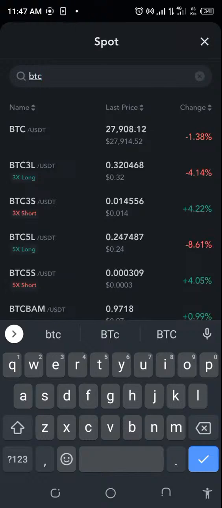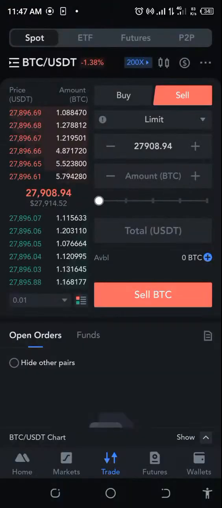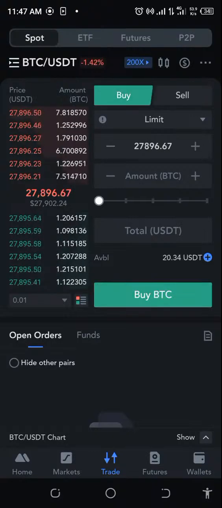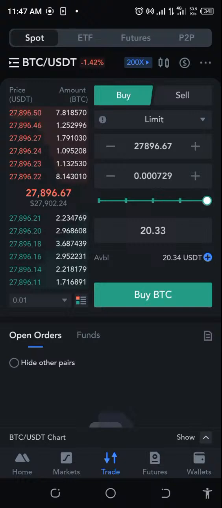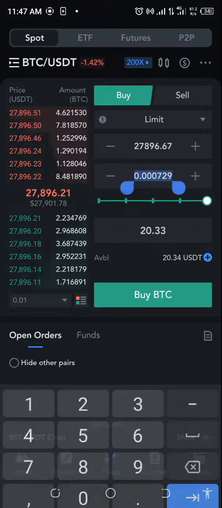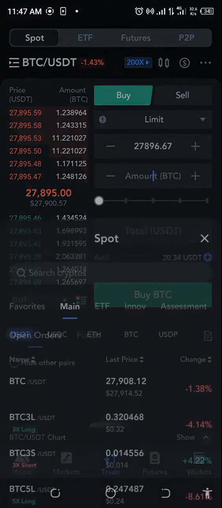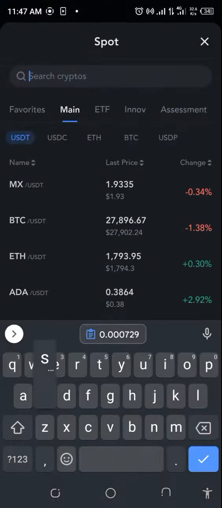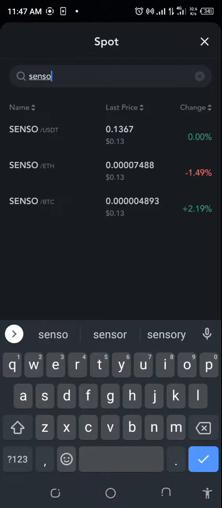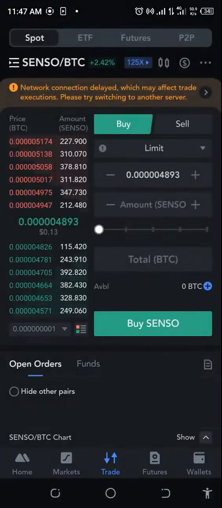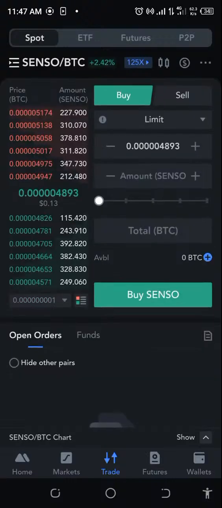Okay, so we're choosing our BTC. Let's buy and see what it is. Let's just pick that up, okay? It didn't pick up everything, but at least. So now let's go to Senso BTC, right? Senso BTC, okay? And we're gonna buy that. Let's buy the BTC.